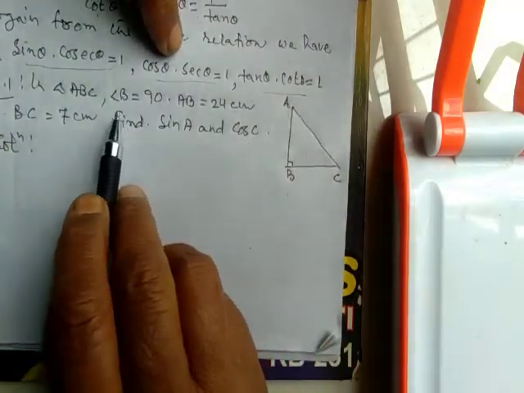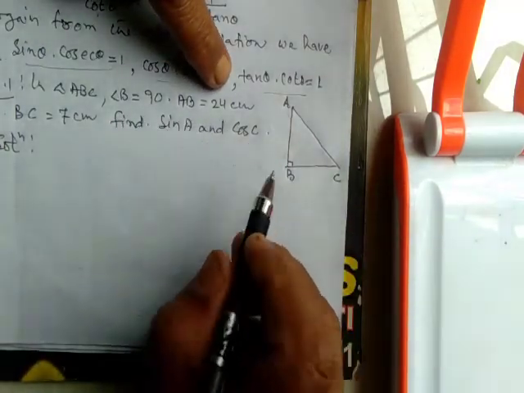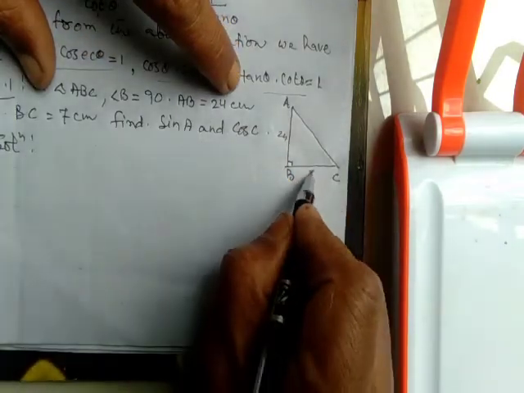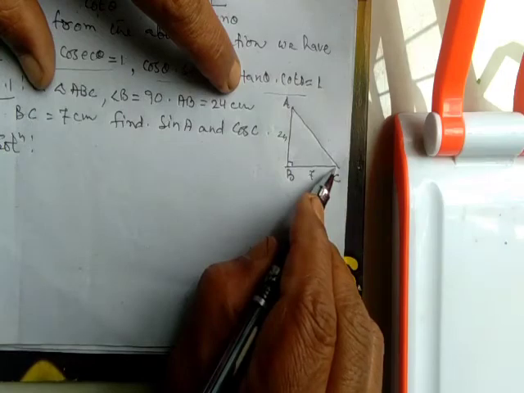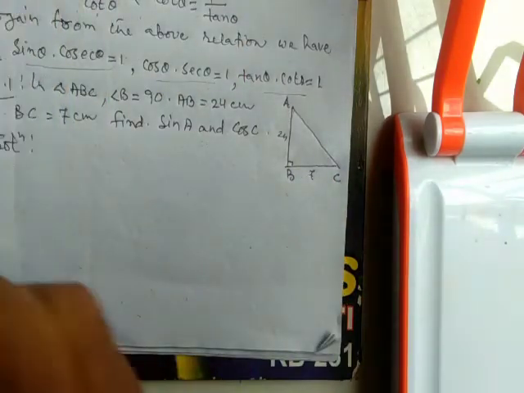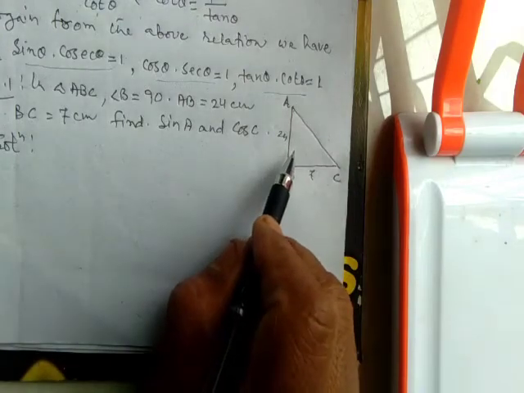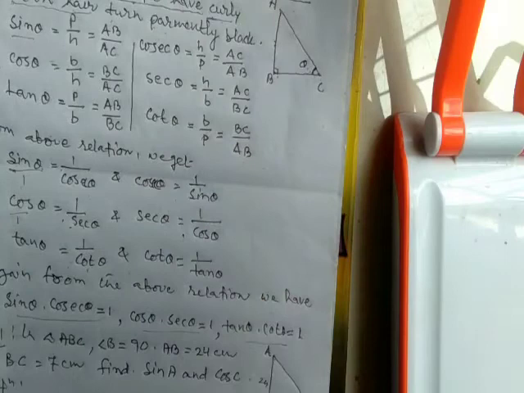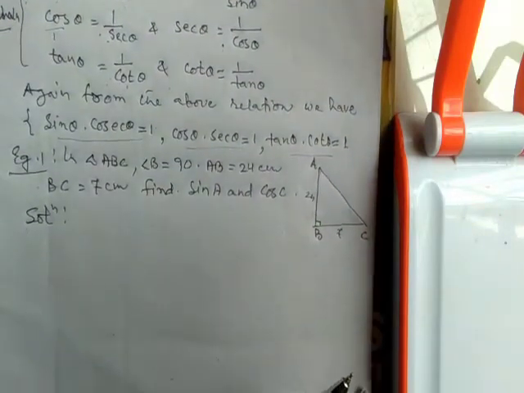Here, what is given? AB is equal to 24, BC is equal to 7. The hypotenuse is not given. We have to find the hypotenuse, because the value of h is to be known. We have already seen that the ratios are related with h, so all three sides have to be found first.